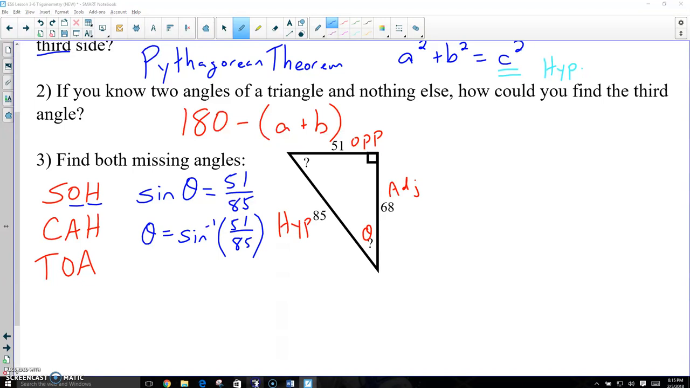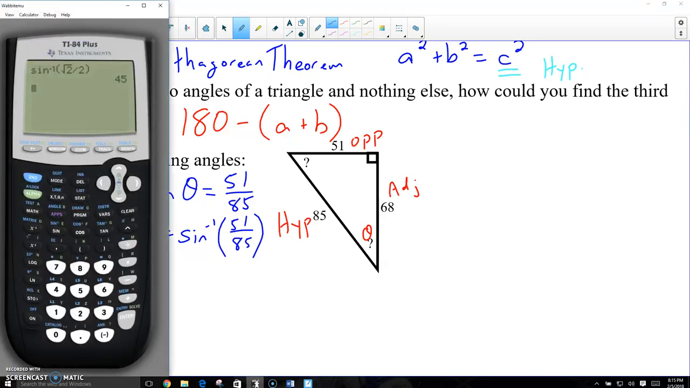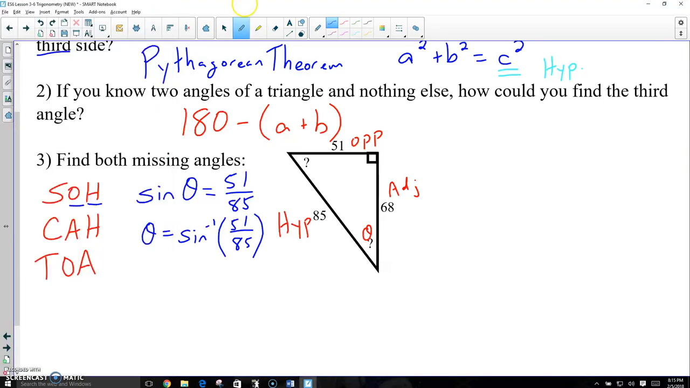So on your calculator, you are going to type in second sine, 51 divided by 85, close your parenthesis, and we end up with 36.869. So if we round to the nearest hundredth spot, after the 6 is a 9, so that would round that up to 36.87. So theta is 36.87 degrees. And that's this angle here.